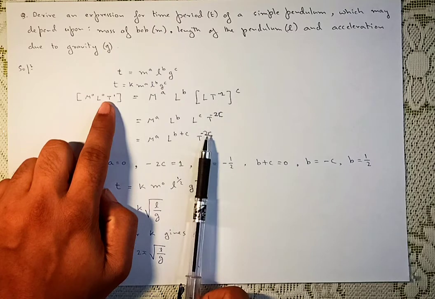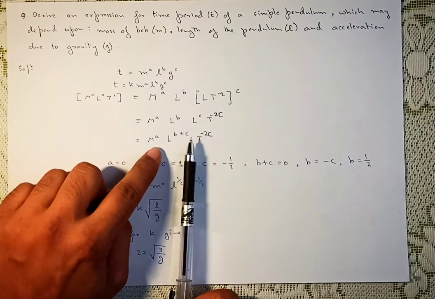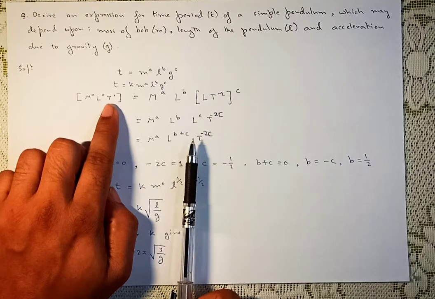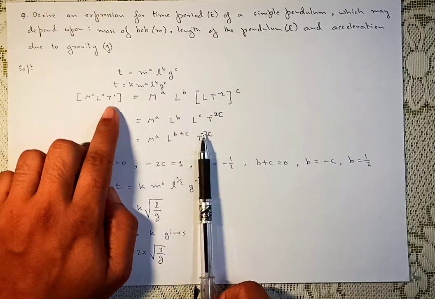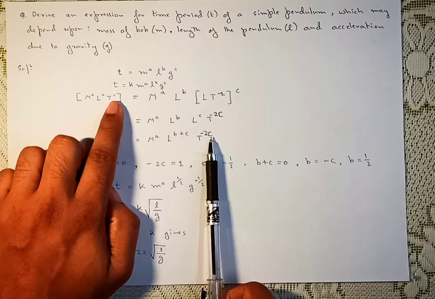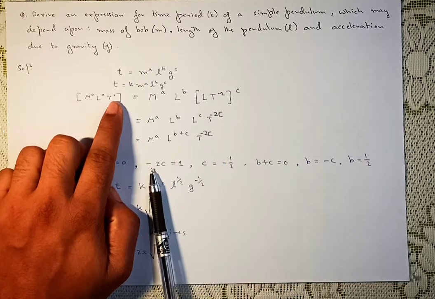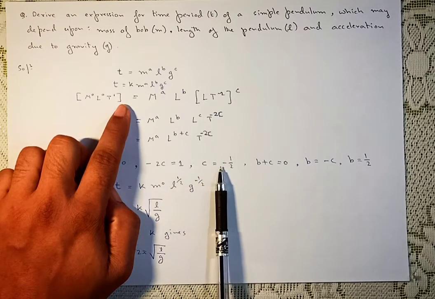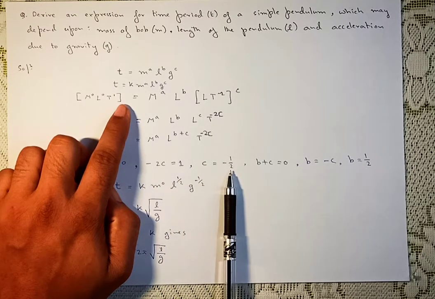Let us take this: the given quantities for which the calculations will be less, we take those quantities first. It becomes a little easy. So T to the power minus 2c. Here T is what? To the power 1. Therefore, minus 2c will be equal to 1. Therefore, c will be equal to minus 1 by 2.